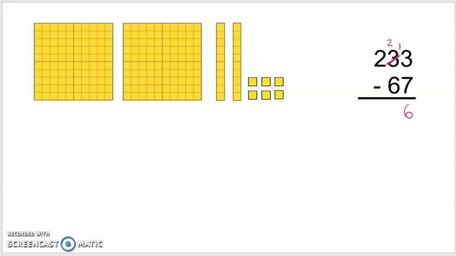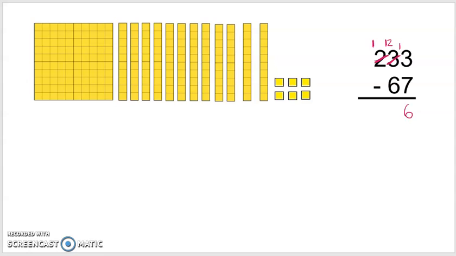that are remaining. Well, again, you can't take away 6 longs from 2 longs, so we're going to do another trade or exchange. We're going to exchange one of these flats, which is 100 essentially, for 10 longs, or for 10 tens. And so now, as you see in the tableau, I only have 1 flat left, so I cross out my 2 flats, have 1. I add the 10 longs that I exchanged to the 2 that were remaining, and that gives me a total of 12 longs.